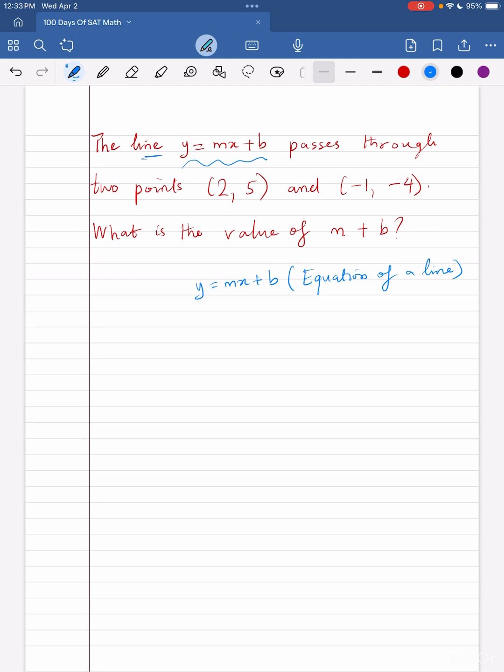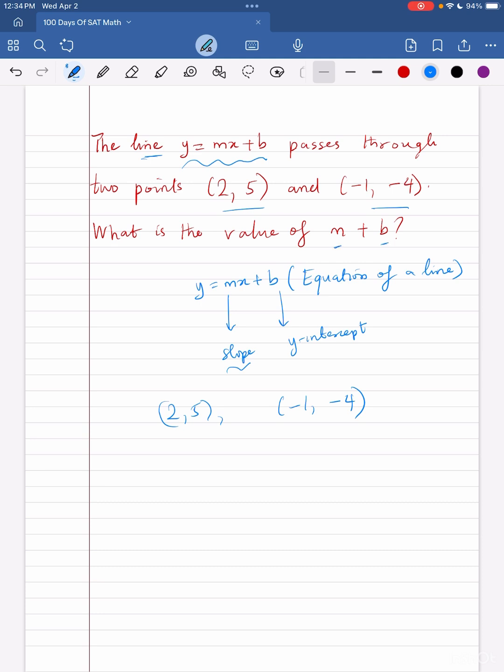So that's the equation of the line, where m is your slope and b is your y-intercept. Slope refers to how steep the line is. And the y-intercept refers to the point at which the line cuts or goes through the y-axis. Okay, now we're given 2 points that the line passes through: (2, 5) and (-1, -4). And you are asked to find the value of the slope plus the y-intercept.